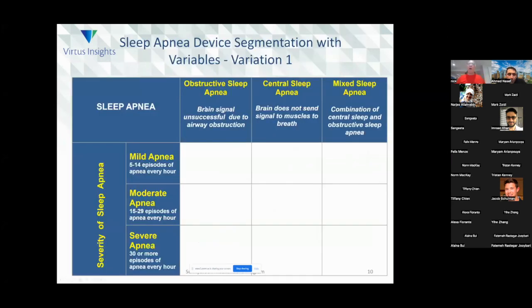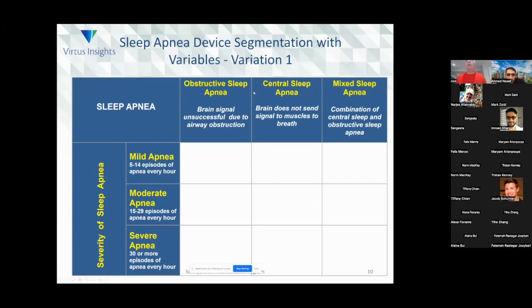basically there are 3 types of sleep apnea. There's obstructive, there's central, and there is also something called mixed. And mixed, maybe you didn't see it in the website. That's okay. But the obstructive means the brain signal is unsuccessful due to some kind of an airway obstruction. Central sleep apnea, your brain does not send the signal to your muscles to breathe. And mixed apnea is a mix of both.